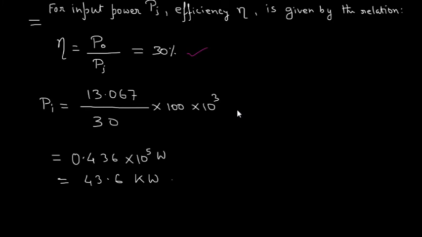Multiply by 100, multiply by 10 to the power 3. Upon calculating, we get 0.436 multiplied by 10 to the power 5 watt. We can write it as 43.6 kilowatt. Let us see the next problem.